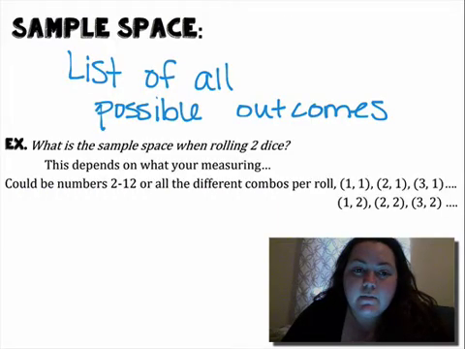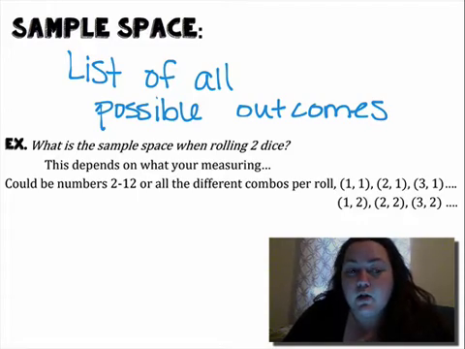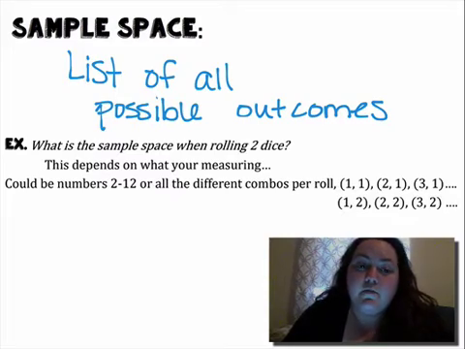All right. Sample space is the list of all possible outcomes. So, for example, what is the sample space when rolling 2 dice? Alright, so this depends on what you're measuring. It could be the numbers 2 through 12, because if you're rolling 2 dice, the smallest you could get is 2 ones, which would have a sum of 2, and the largest you could get is 2 sixes, which would have a sum of 12.